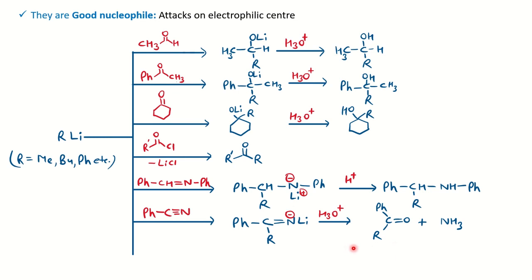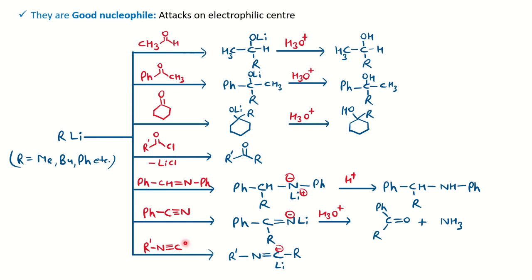We can see the application of organolithium on various functional groups like aldehyde, ketone, acid halide, imines, nitriles, and now isonitriles. All these functional groups are very important and present in our organic molecules. All our pharma drugs are made up of these functional groups. So organolithium is really a very important reagent for organic chemical reactions.